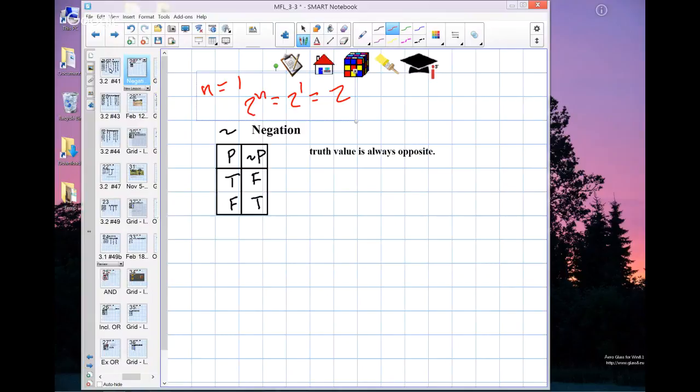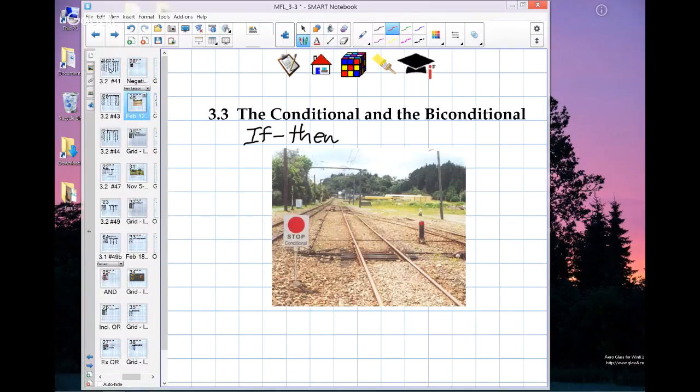And here's the first one. This is the introduction. By the way, here's the title for this lesson today. It's lesson 3.3. You can get this out of the book too, but the title of the lesson is the conditional and the biconditional. That if-then is another name for the conditional. Sometimes instead of calling it a conditional statement, we can just call it an if-then statement.